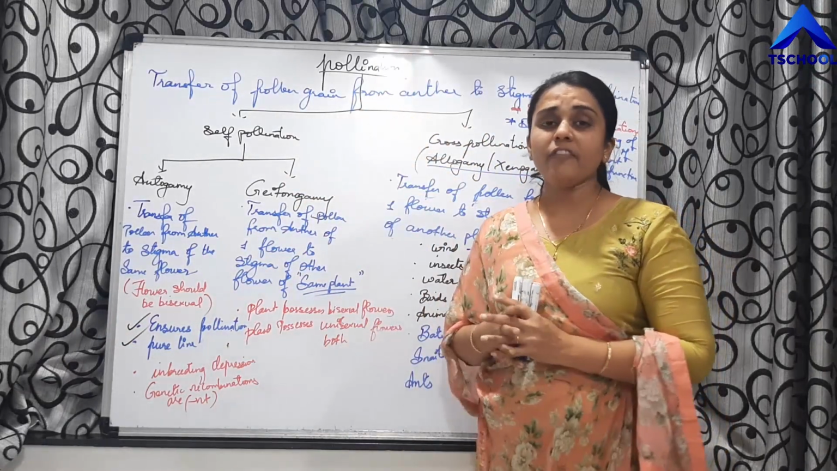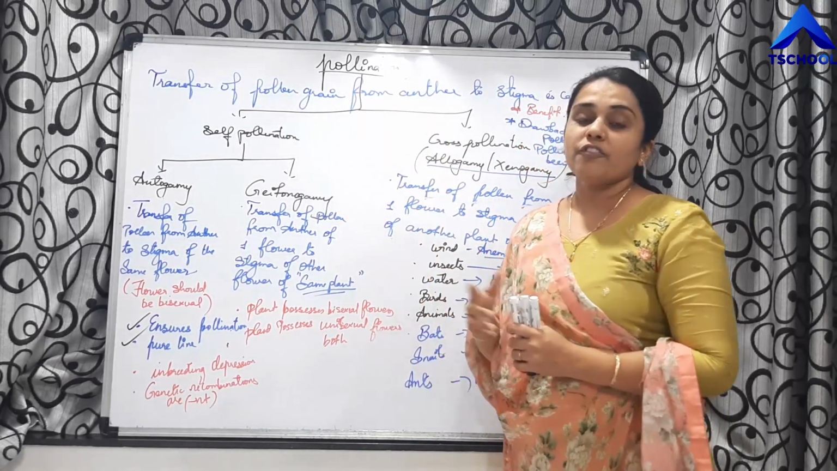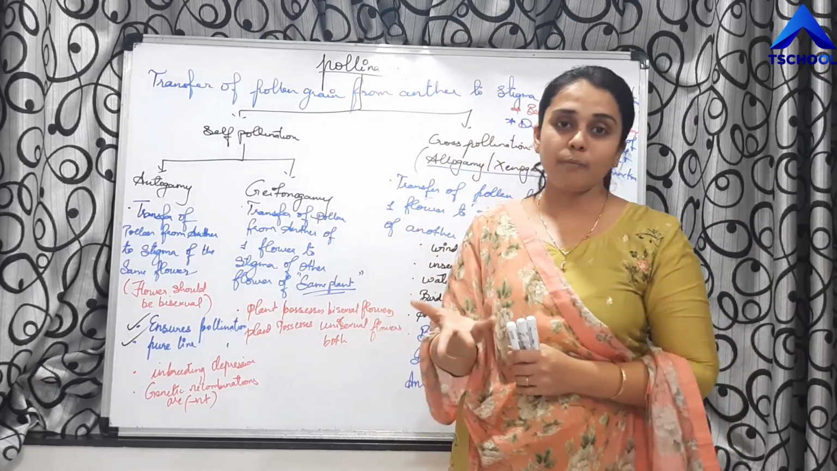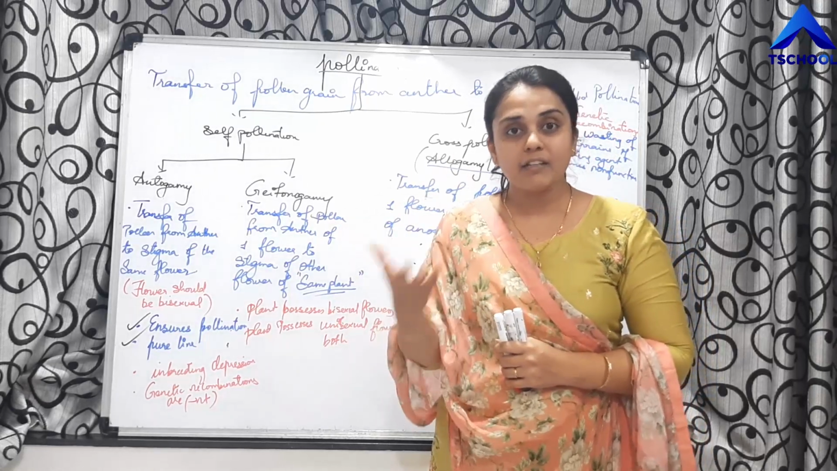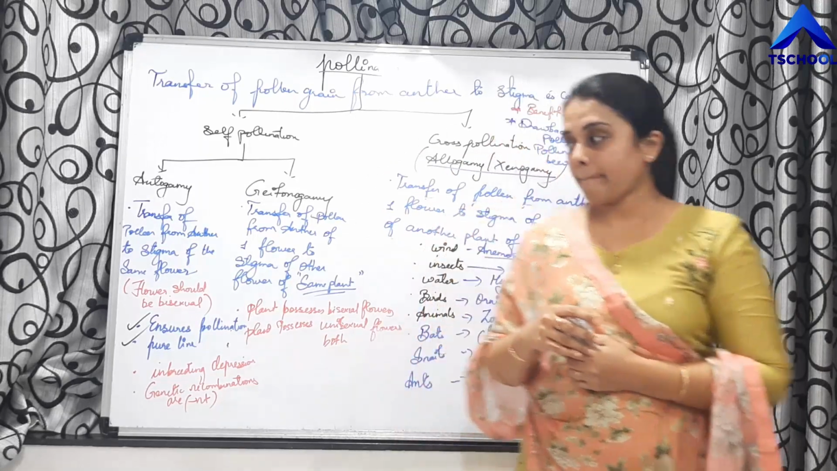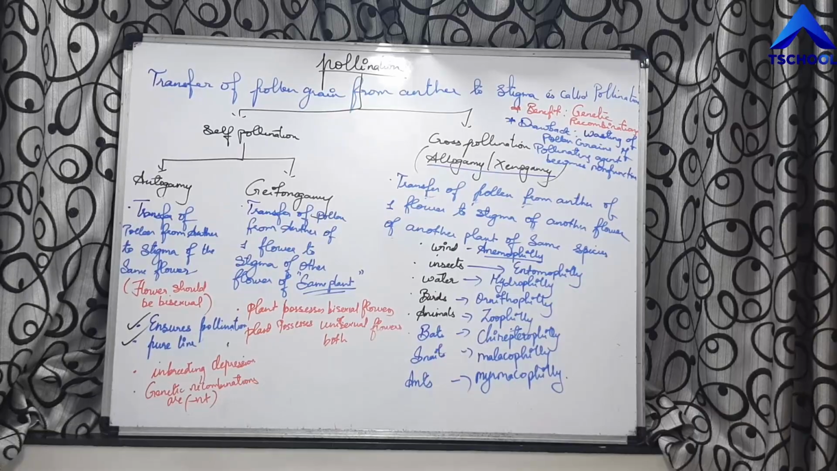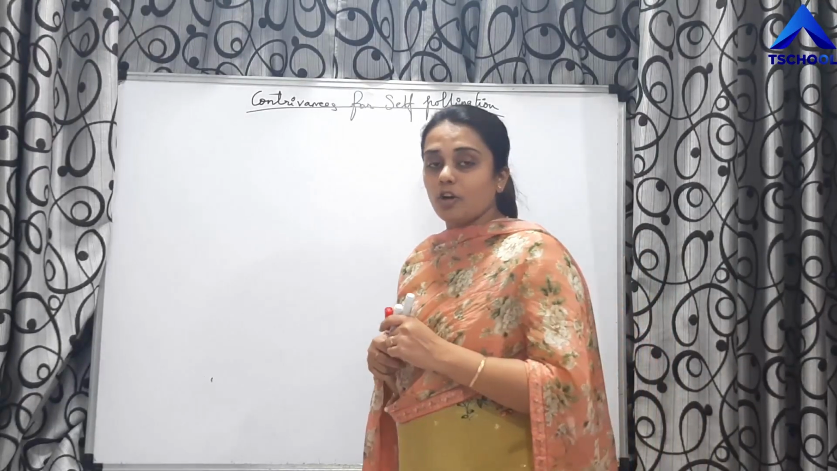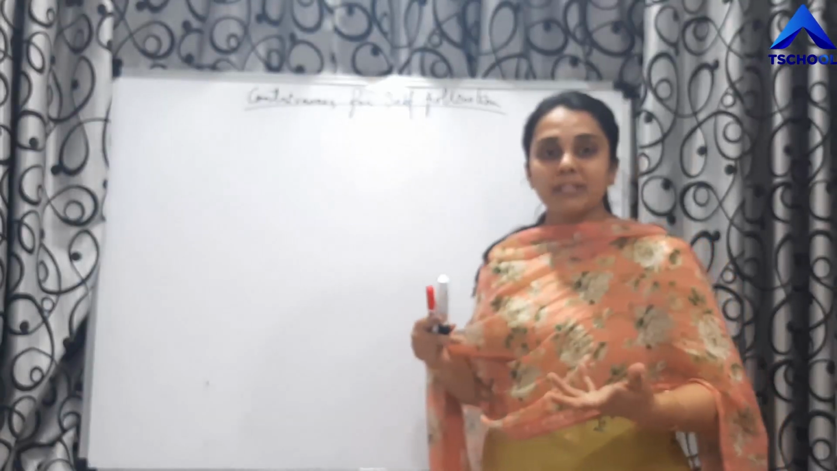So we have studied about the types of pollination, right? Now we will study what the contrivances of self-pollination and cross-pollination are, which means how the flowers are adapting for self-pollination or for cross-pollination. Our next topic is contrivances for self-pollination. What does that mean?